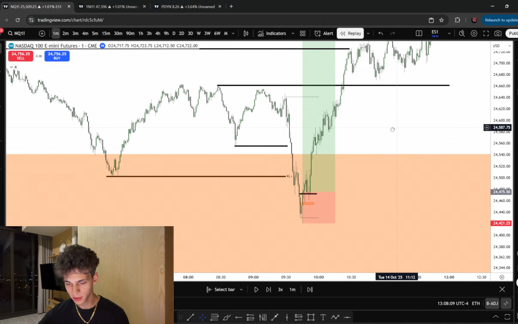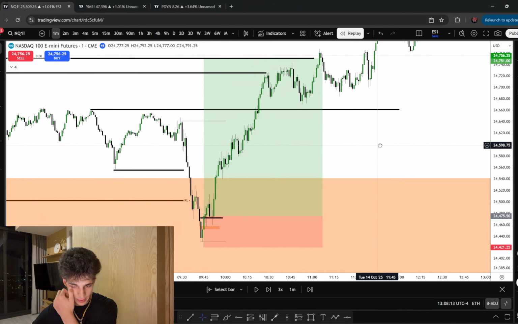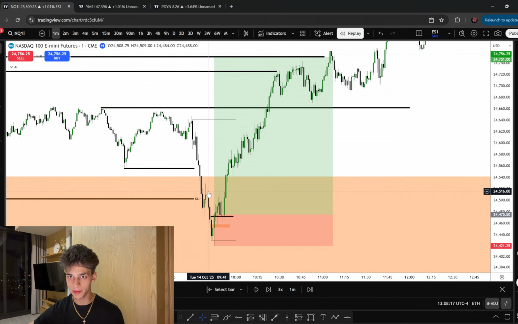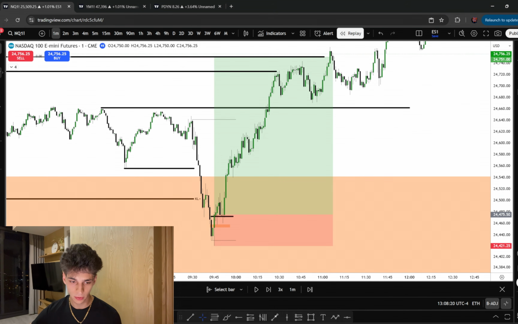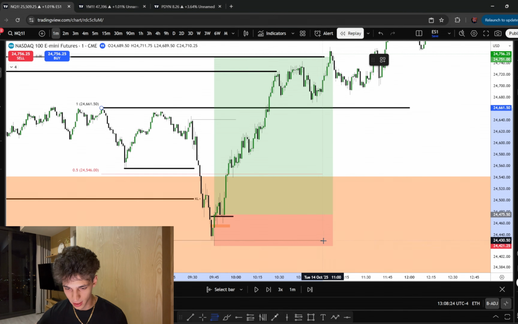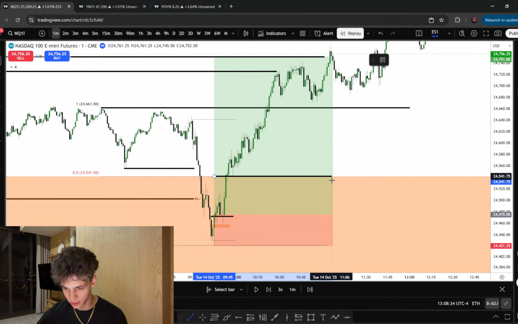All right, now let's take a look at where we would have taken partials. Okay, so the midpoint, since the range is big and we are entering very low within that range, unlike the first example, our first take profit is going to be the midpoint of this entire range. All right, so we got the range high, the range low. The midpoint of that range being right over here would have been TP1. Okay, so TP1 at this black line here.